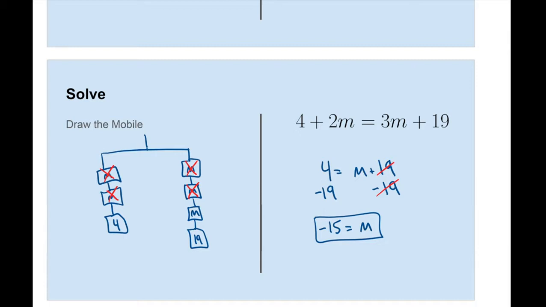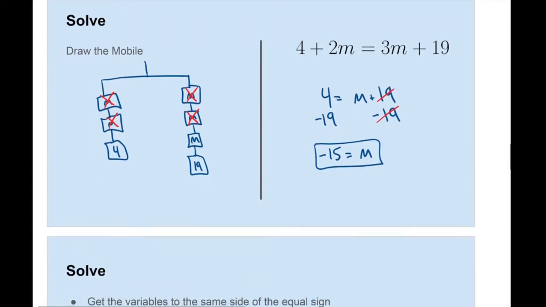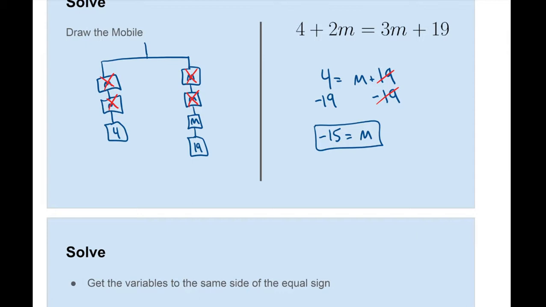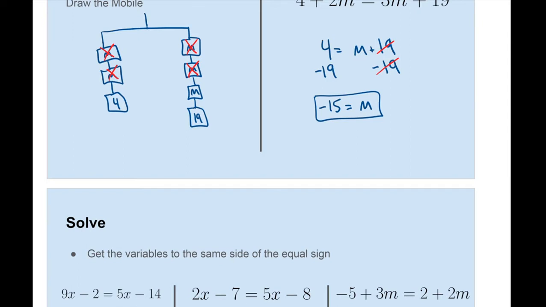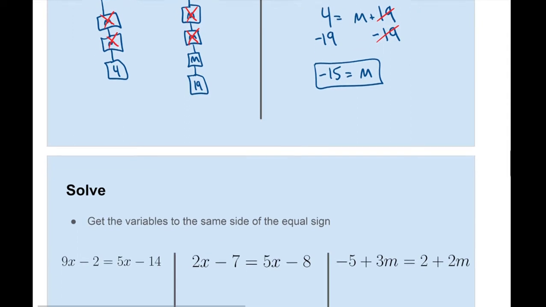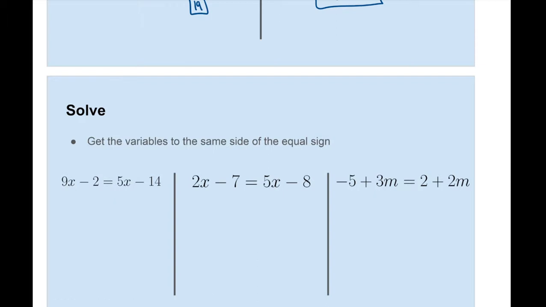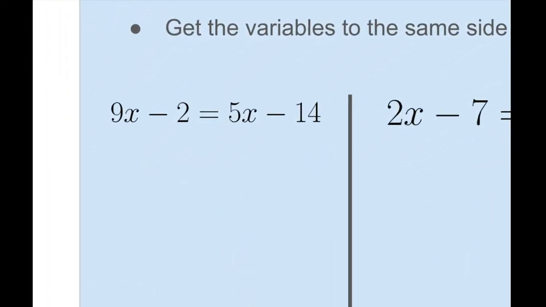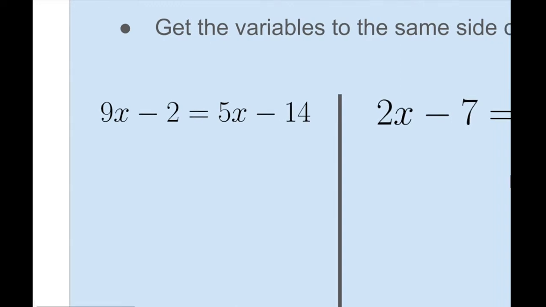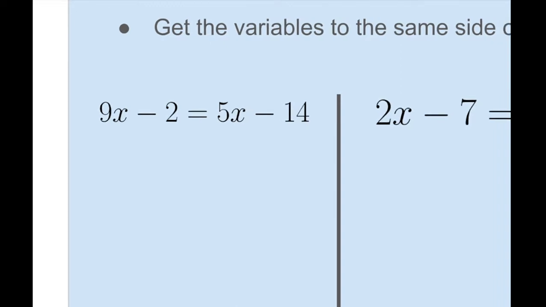Now, what we were doing with the mobiles is we were getting the variables to the same side of the equal sign. So essentially we are canceling out the variables on one side so they only exist on the other. And we can cancel out variables by doing the same thing that we've done before. We can use opposite operations. So this is where collecting like terms comes into play.